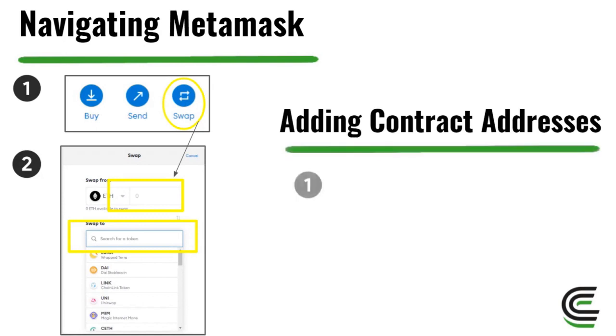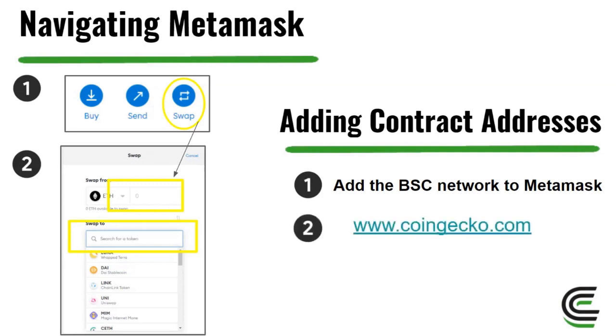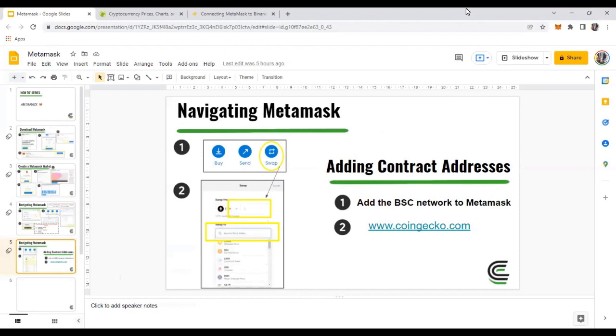Now, the last thing I'm going to show you is how to add contract addresses. Before we do that though, I'm going to show you how to add the Binance Smart Chain network. When you open up your MetaMask, it's automatically going to have the Ethereum network, which will allow you to swap or hold tokens on the Ethereum network. But in order to access tokens on the BSC network, we need to add it to your MetaMask. Then I'm going to go on CoinGecko.com and show you how you can add those contract addresses to your MetaMask.